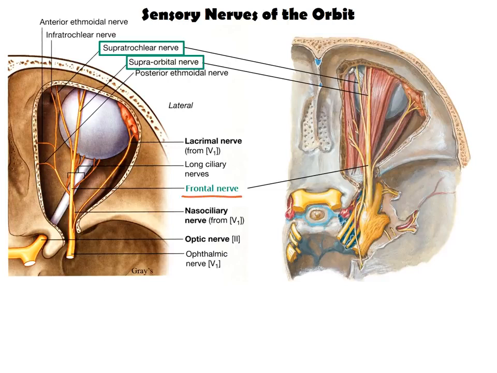This nerve courses anteriorly along the upper aspect of the orbit, and it divides into two nerves. It divides into a supratrochlear nerve, which heads medially, and a supraorbital nerve, which exits the supraorbital foramen, or notch. Both of these nerves, the supratrochlear and the supraorbital nerves, will be responsible for receiving sensory input from the conjunctiva and the skin of the upper eyelid, as well as from the forehead and the scalp.